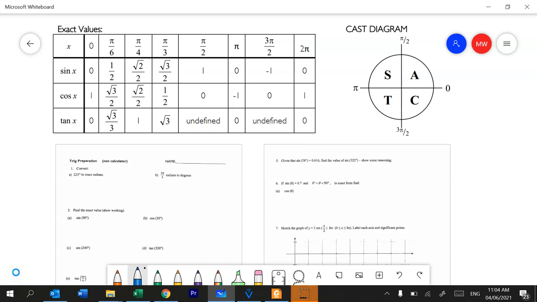In this video, I'll go through the trigonometry preparation paper for methods. I'll do this as one big long video, so if you want to skip forward to questions, just have a look in the description down the bottom and I'll put little time tags for you.